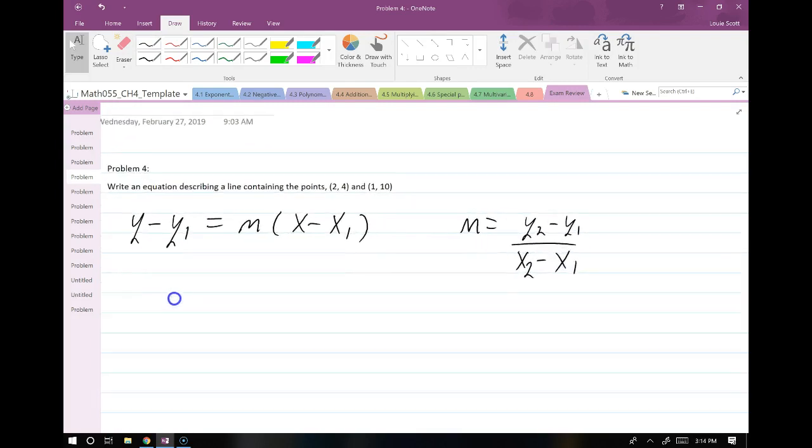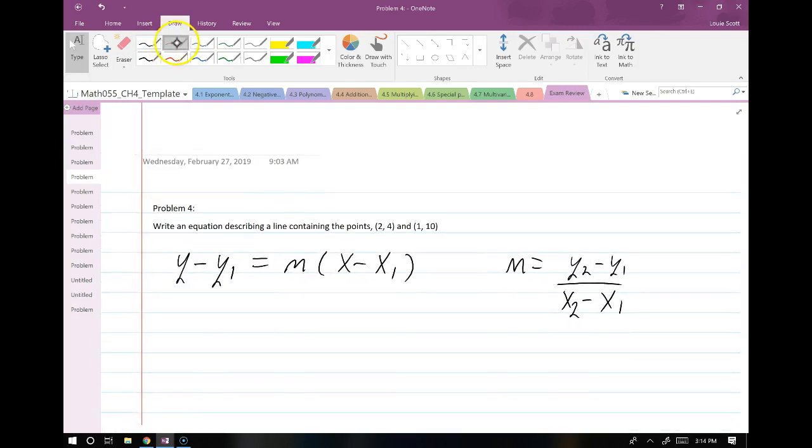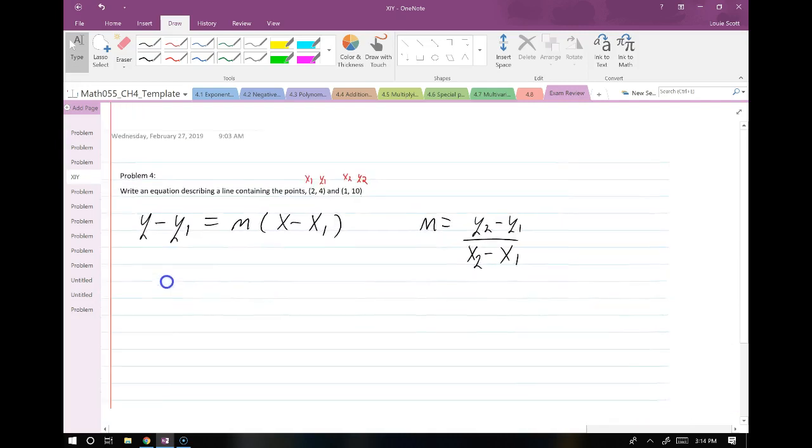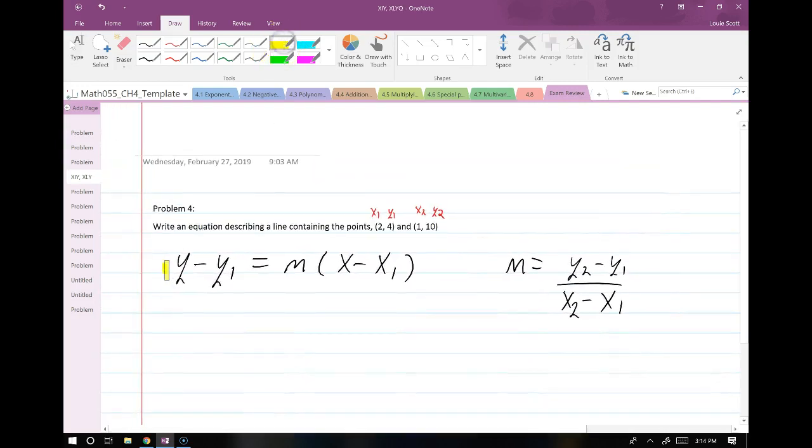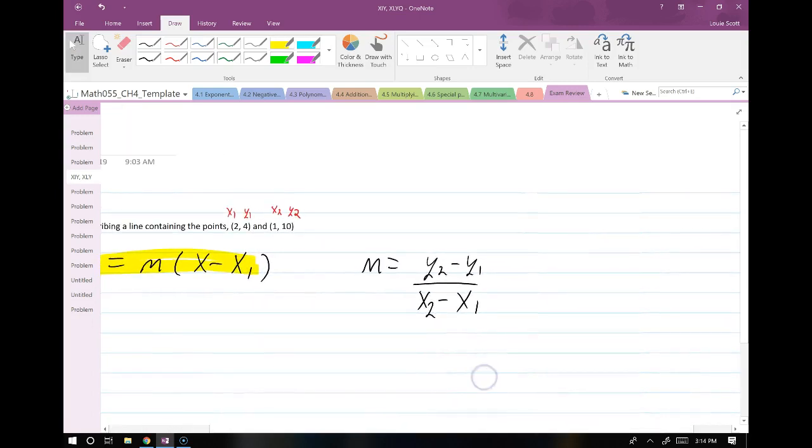All right, so my first step is, of course, I write out my equations. Then I go ahead and I label my points to avoid any confusion later. So I'm going to label this x1, y1, x2, y2. So now I have all the information right here that I need to fill out this equation. First thing I do is solve for m. So my y2, that was equal to 10. My y1, that was equal to 4. My x2, that was equal to 1. And my x1 was equal to 2. So this gives me 6 over a negative 1, which gives me a negative 6 for my slope.